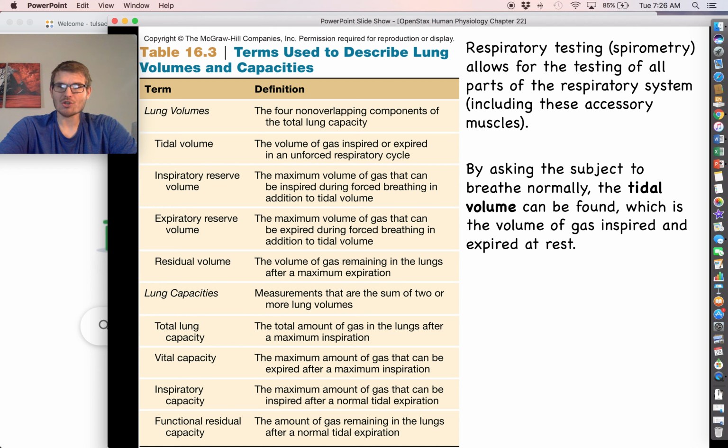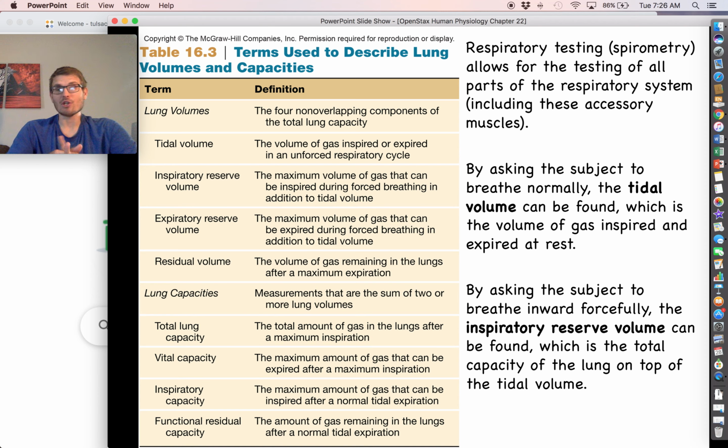So what you are measuring here is what is called the tidal volume. The tidal volume referring to the volume of air that is drawn into and out of your lungs with every restful inspiration and expiration. So after you get a couple of tidal volumes, next your subject is going to be asked to breathe inward very forcefully. So basically what you're telling your subject is suck in as much air as you possibly can.